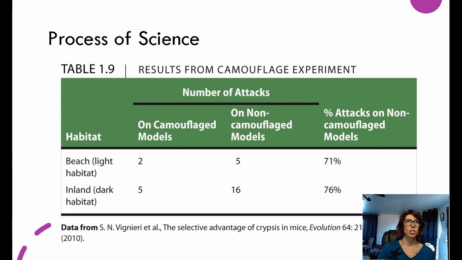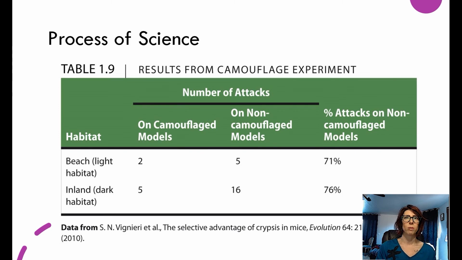Here's the data. So here's the number of attacks on camouflage models and on non-camouflage models. This is the beach and this is inland. So here you have camouflage models that were attacked on the beach and not camouflage models that were attacked on the beach. So white models on the beach and brown models on the beach. Here you have camouflage models that were attacked inland and not camouflage models that were attacked inland. So the brown models inland and the white models inland, okay?